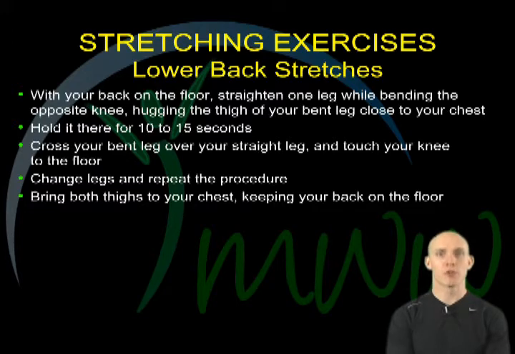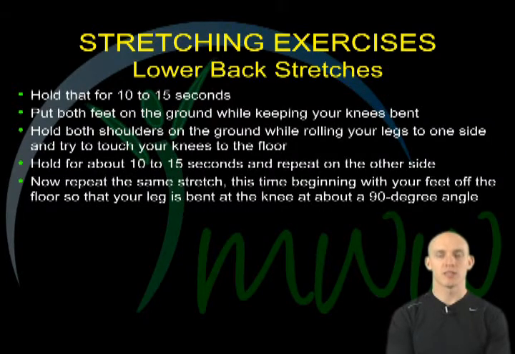Then bend both knees and bring both thighs up against your chest while keeping your back on the floor. Hold that for 10 to 15 seconds. Then place both feet on the ground while keeping your knees bent. While holding both shoulders to the ground, roll your legs over to one side and try to touch your knees to the floor beside you. Hold this position for 10 to 15 seconds and then repeat on the other side.